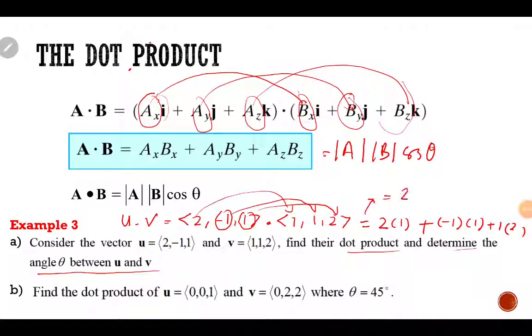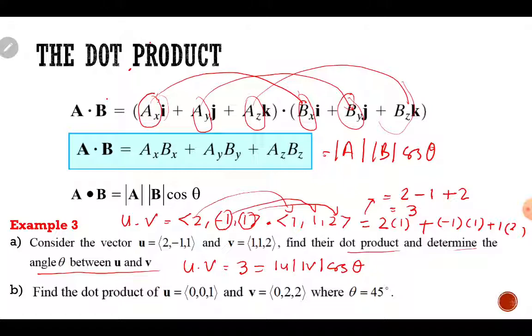So 2 tolak 1 tambah 2. So betul tak? 2 tolak 1 tambah 2, we get the answer is equals to 3. So here we have U dot V is equals to 3, and this is actually equivalent to magnitude U darab dengan magnitude V darab dengan cos theta.